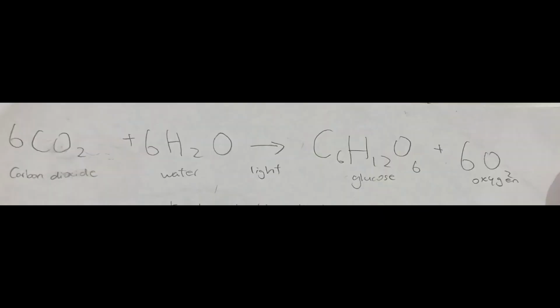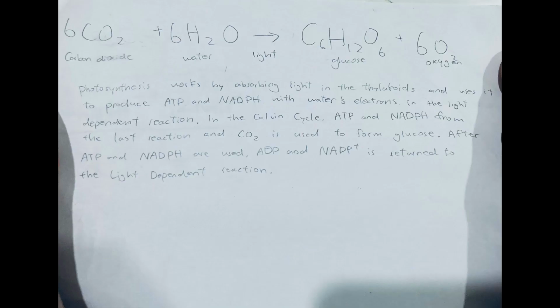Photosynthesis. During photosynthesis, carbon dioxide and water, with light, turn into glucose and oxygen. Photosynthesis works by absorbing light in the thylakoids and using it to produce ATP and NADPH with water's electrons in the light-dependent reaction. In the Calvin cycle, ATP and NADPH from the last reaction and CO2 are used to form glucose. After ATP and NADPH are used, ADP and NADP plus are returned to the light-dependent reaction.